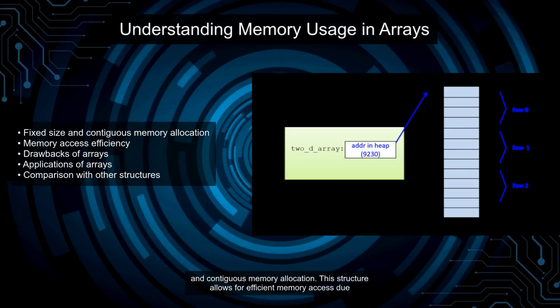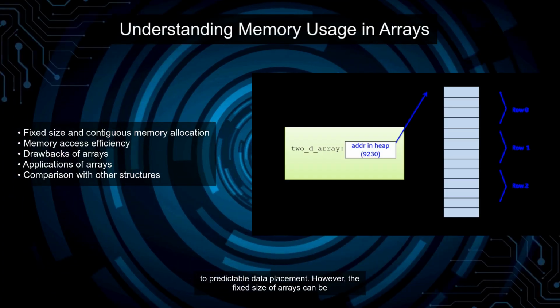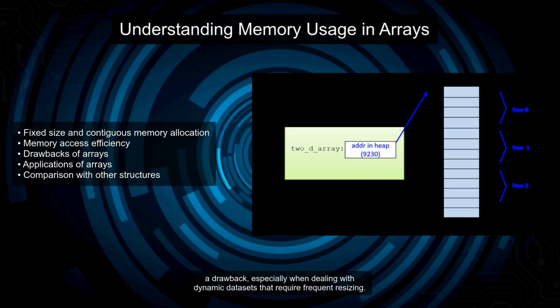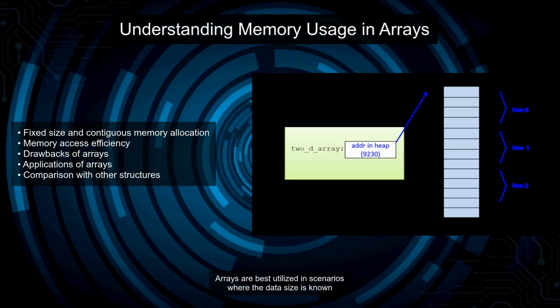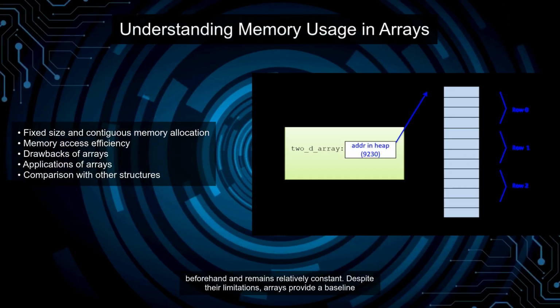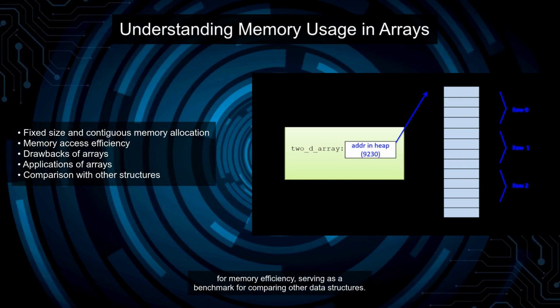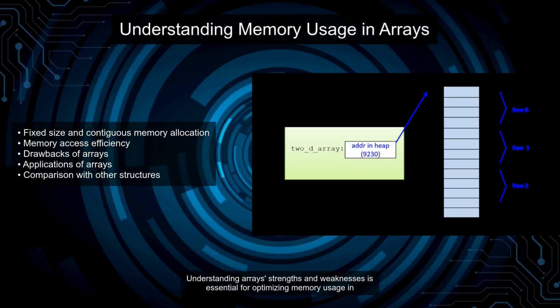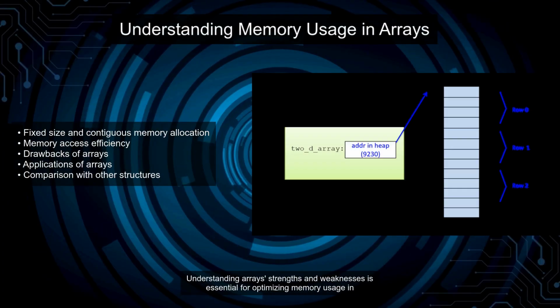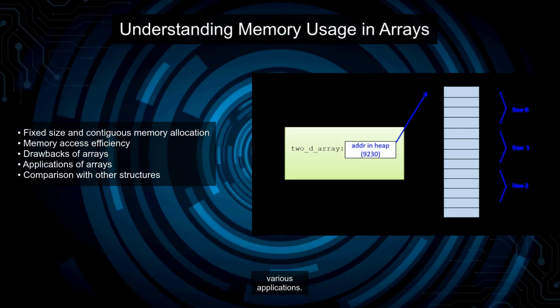Arrays are one of the most fundamental data structures, offering a fixed size and contiguous memory allocation. This structure allows for efficient memory access due to predictable data placement. However, the fixed size of arrays can be a drawback, especially when dealing with dynamic datasets that require frequent resizing. Arrays are best utilized in scenarios where the data size is known beforehand and remains relatively constant. Despite their limitations, arrays provide a baseline for memory efficiency, serving as a benchmark for comparing other data structures. Understanding arrays' strengths and weaknesses is essential for optimizing memory usage in various applications.